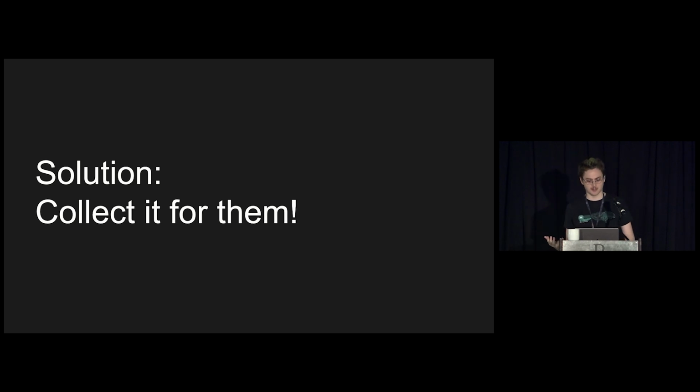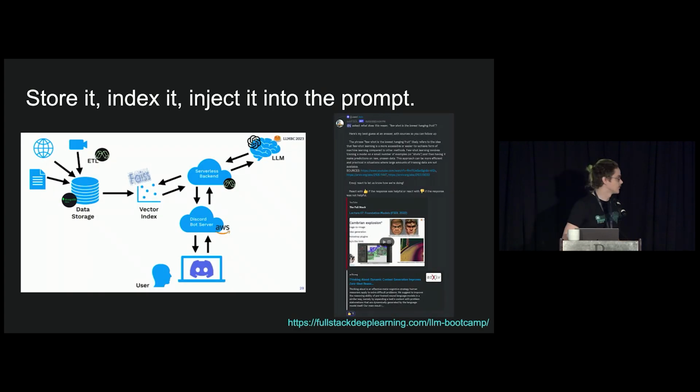So language models lack context, and if we want to use the current crop of language models effectively in a contextual environment, which is almost all environments, we have to ask users to collect it, or we can collect that information for them. If we're going to do something valuable for users, we should be the ones collecting information for them, not asking them to copy and paste information. So the solution is to store the information somewhere, index it in some fast, indexable way, and then inject it into the prompt.